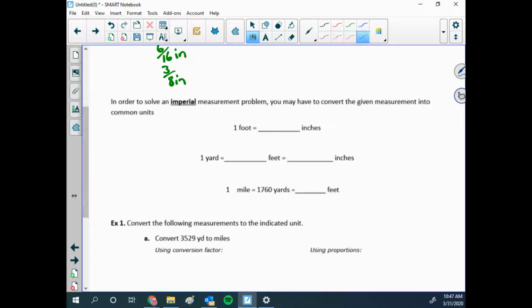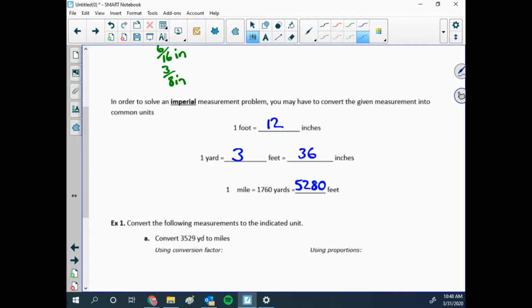So some common measurement conversions here. In 1 foot, there are 12 inches. In 1 yard, there are 3 feet, which is equivalent to 36 inches. So 1 yard is equal to 3 feet, or 1 yard is equal to 36 inches. We also have 1 mile is equal to 1,760 yards, or 1 mile is equal to 5,280 feet. And again, all of those measurement conversions for you are on your formula sheet.